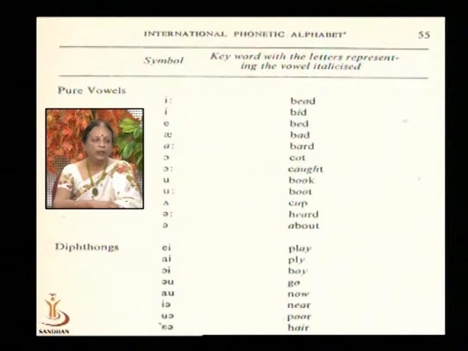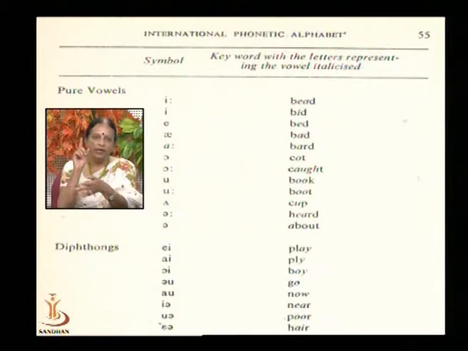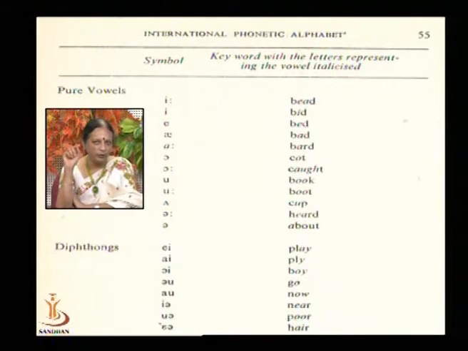So what's happening in a word like play, /eɪ/, ply, /aɪ/, boy, /ɔɪ/, go, /əʊ/, now, /aʊ/, near, /ɪə/, poor, /ʊə/, hair, /eə/. If you notice on the left of the slide, my dear students, you have the symbols for the diphthongs. Please understand, because these diphthongs have two vowel sounds, for each symbol there are two letters. You would have noticed that for the vowels we've got only one, but for the diphthongs, because they are di, remember I told you two, that is why you've got two sounds.